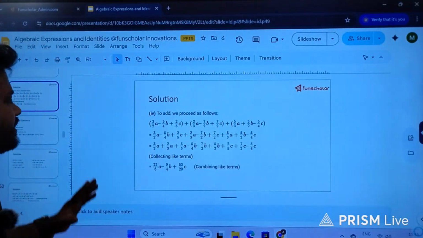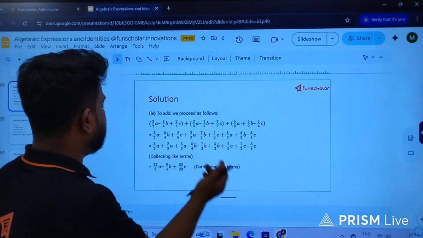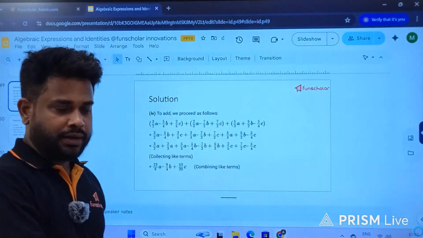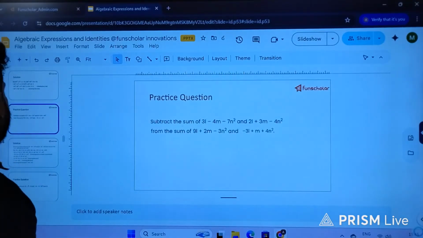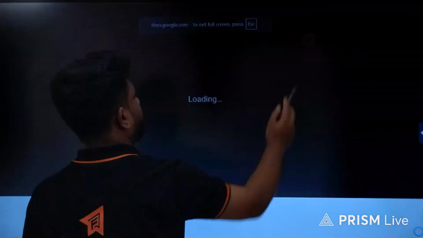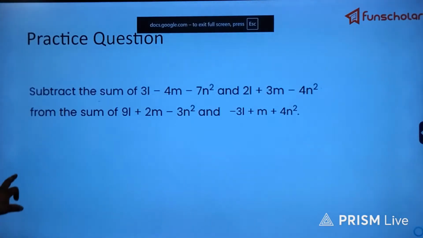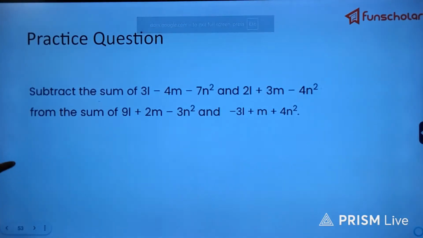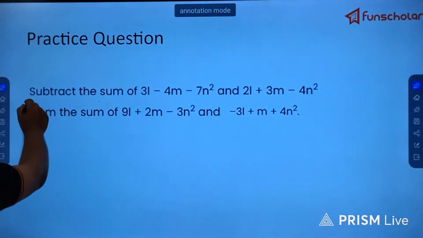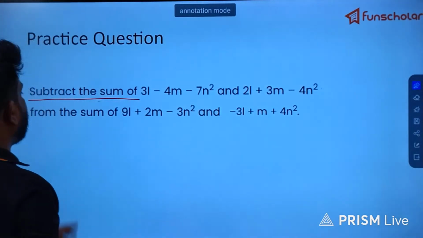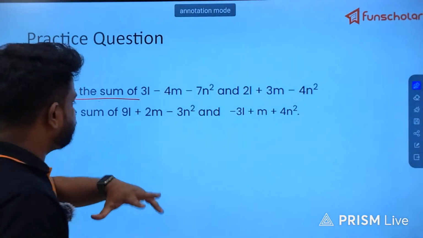You can see the answers. They also have done it like combining the terms and all. Okay, now we will do some subtraction. So the subtraction will look like this. To do the subtraction, we have to read the question first and see what the subtraction means.